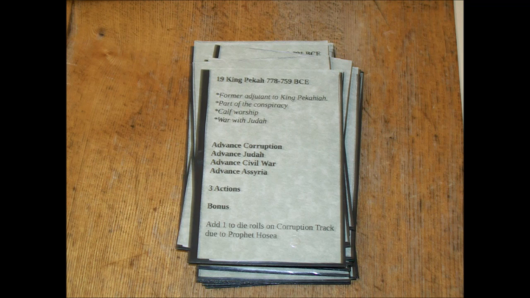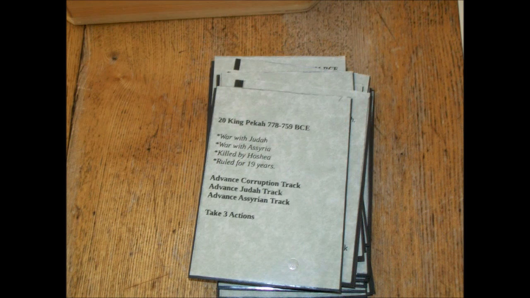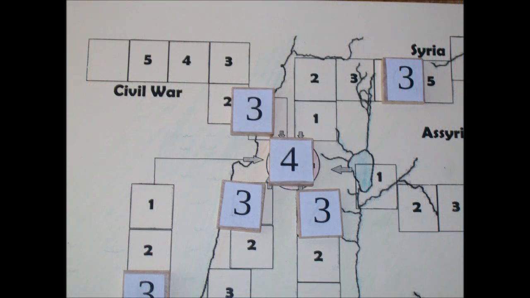I have a continuation of Pekah with the next card. He ruled for 19 years, and there was a lot of action. Unfortunately, the corruption track goes back down to 1, the Judah track goes back down to 1, and the Assyria track actually goes to the Samaria box, which loses the game.